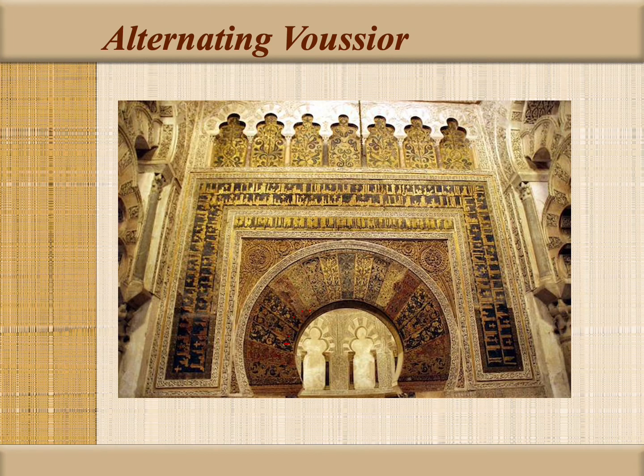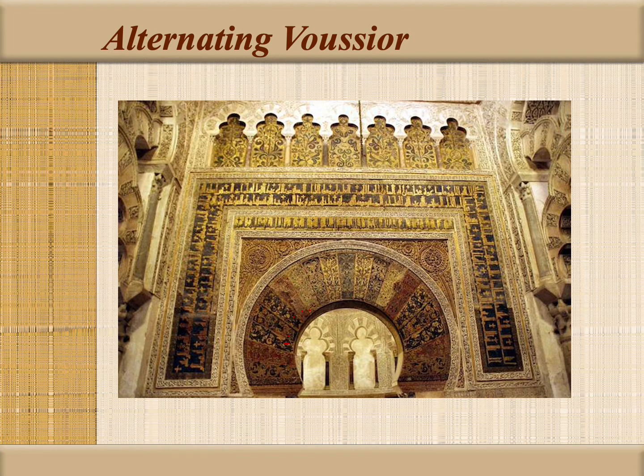A mihrab is used in a mosque to identify the wall that faces Mecca, the birthplace of Islam in what is now Saudi Arabia. This is practical as Muslims face towards Mecca during their daily prayers. The mihrab in the Great Mosque of Cordoba is framed by an exquisitely decorated arch, behind which is an unusually large space, the size of a small room.